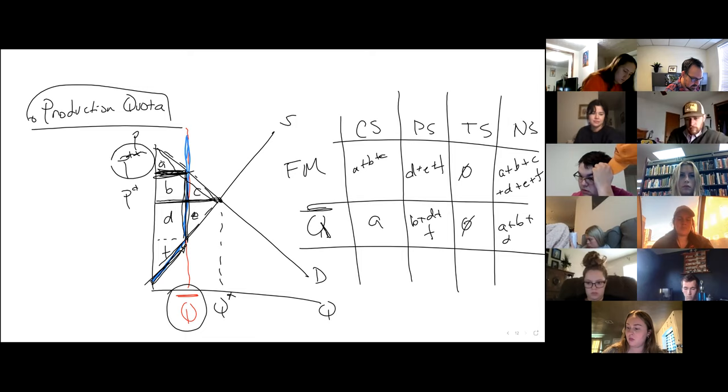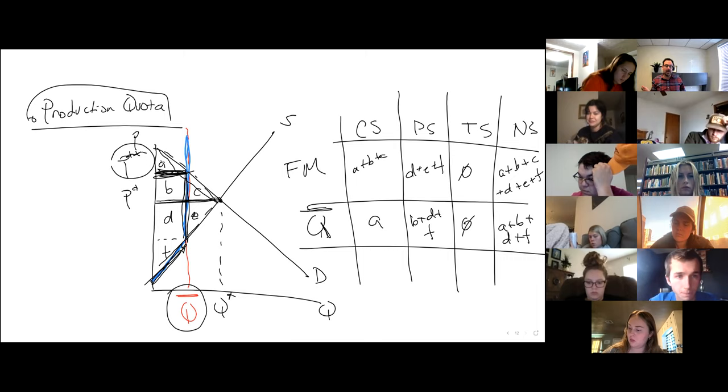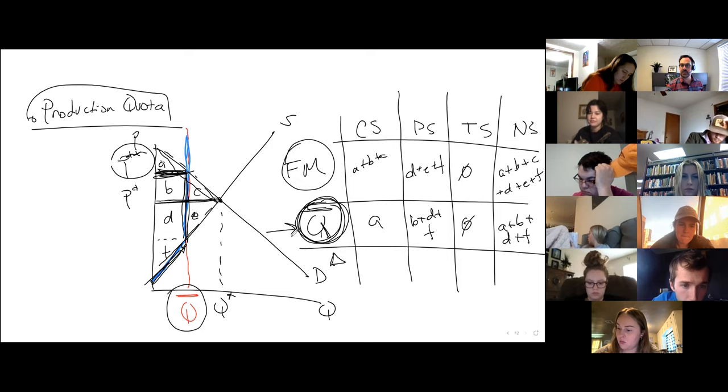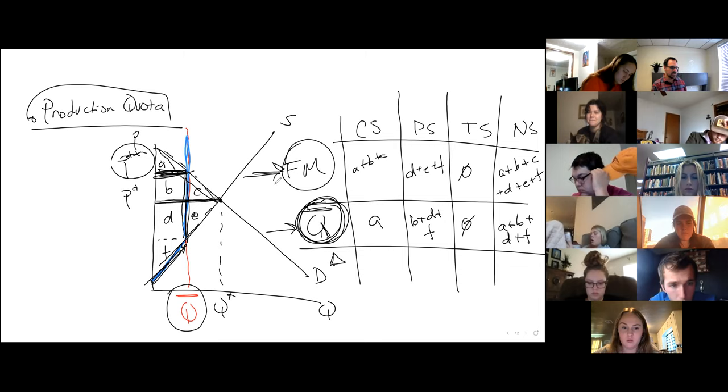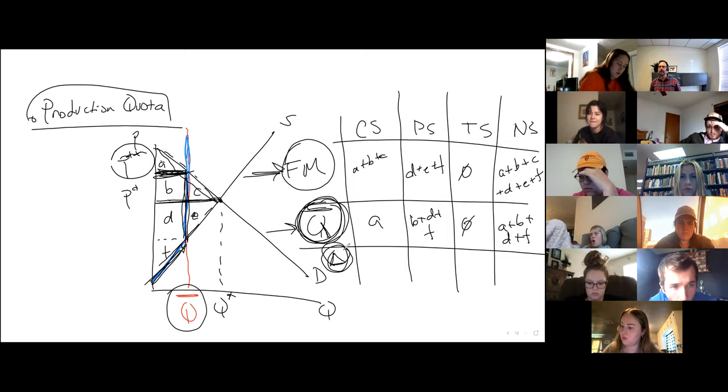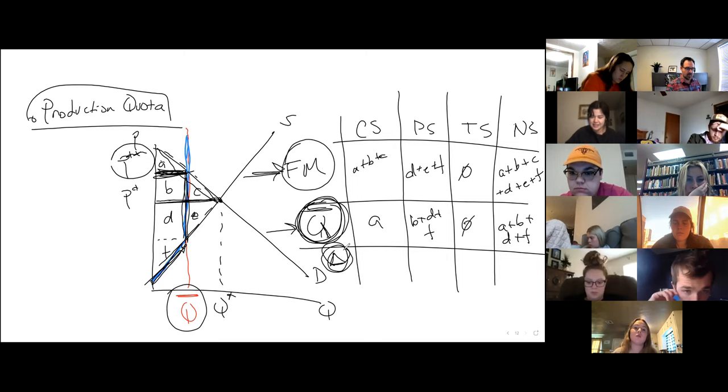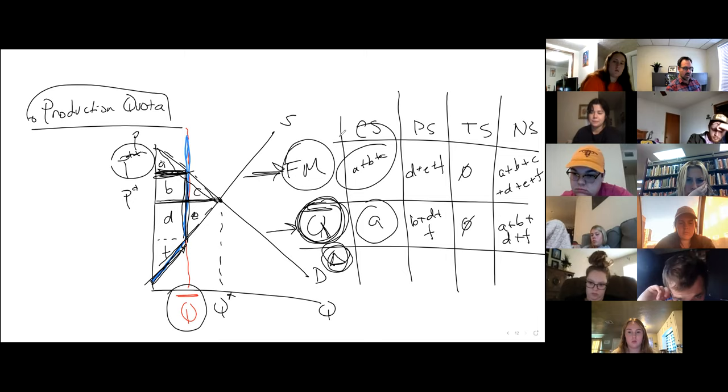And so now we can get to the impacts of this policy, which is just the change. It's the difference between the outcomes in the quota scenario versus the free market scenario. So what is the change in consumer surplus generated by that quota? Negative B plus C, right? We now have A. Before we had A plus B plus C, so we've lost B plus C. So it's negative B plus C.